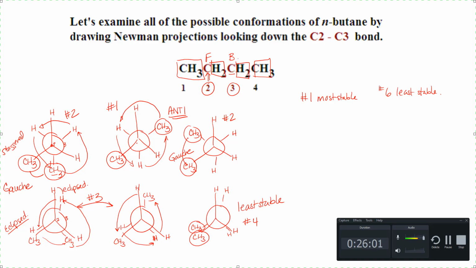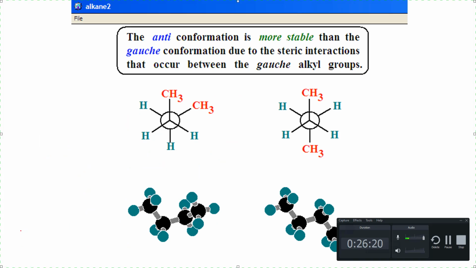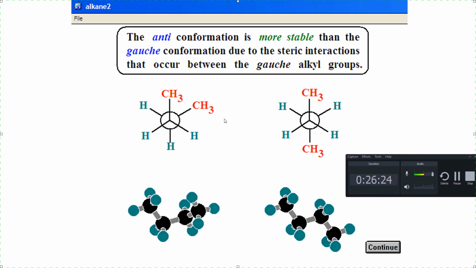A Newman projection makes it much clearer which groups are interacting: anti where they're not interacting, or gauche where they are, versus eclipsed where they are. It's much easier to see this than it is in a sawhorse representation. So let's take a look at a couple pictures here. Looking at this, here is my gauche conformation, and here's my anti conformation.